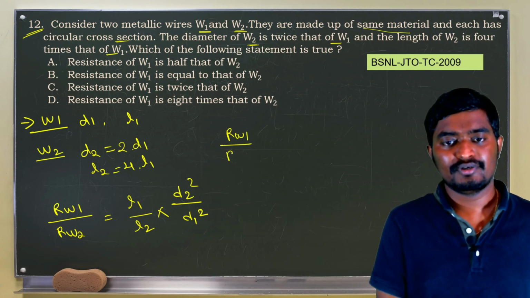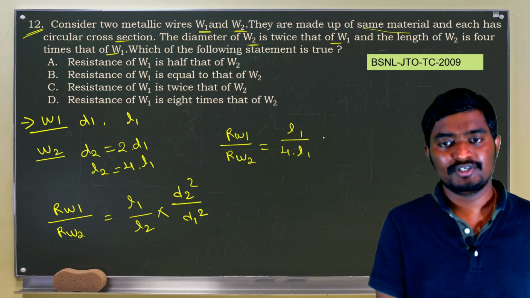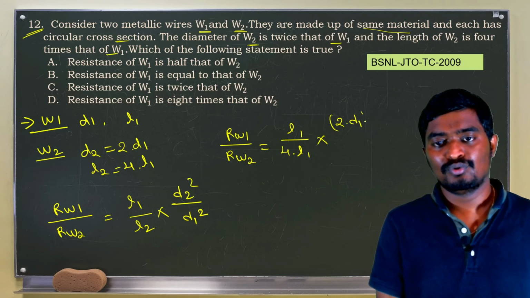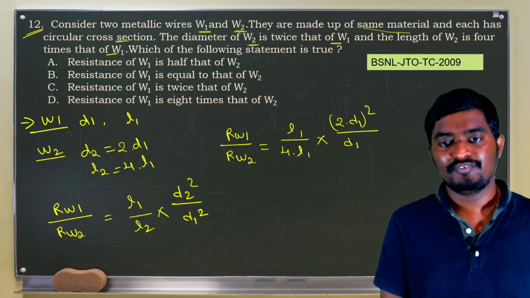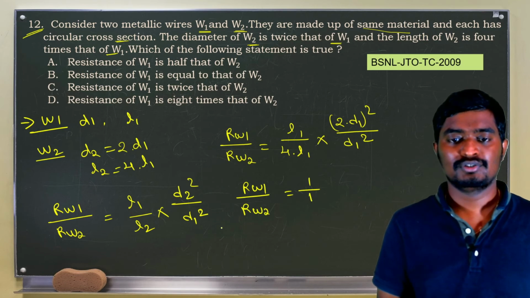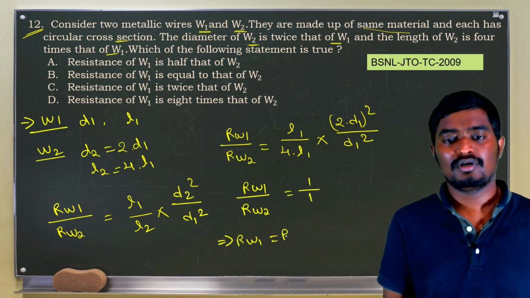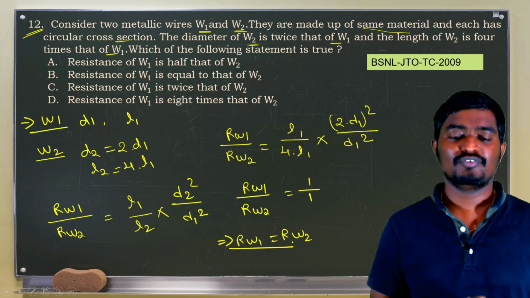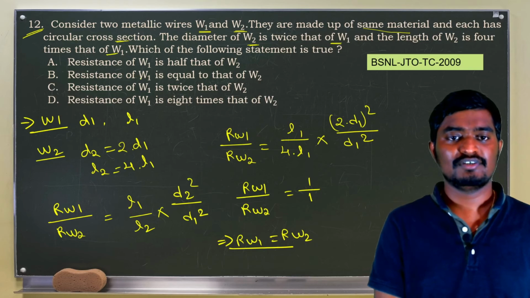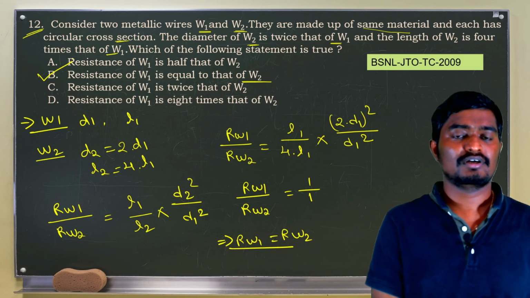Rw1 divided by Rw2 equal to L1 divided by 4 times L1 into D2 square, which means 2 into D1 whole square, divided by D1 square. Then we get Rw1 divided by Rw2 equal to 1 upon 1. So Rw1 equal to Rw2. Resistance of both the wires is the same. When you look into the options, option B is the correct option. Resistance of W1 is equal to that of W2. Option B is the correct option.